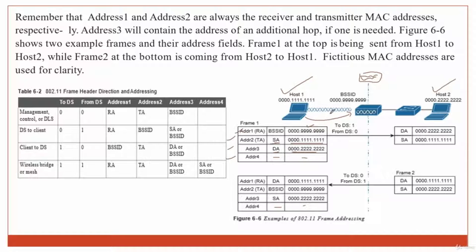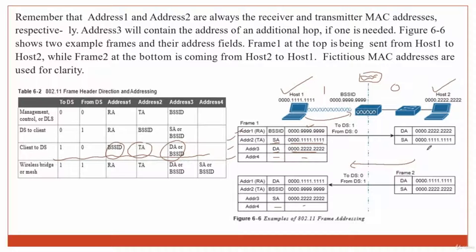So since you are sending 1-0, meaning wireless to wired, that's why you can see here that this is going to hit. Okay, and here you can see address 1 is the BSSID, address 2 is the TA, and then address 3 is the destination. Okay, now then host 2 will respond.